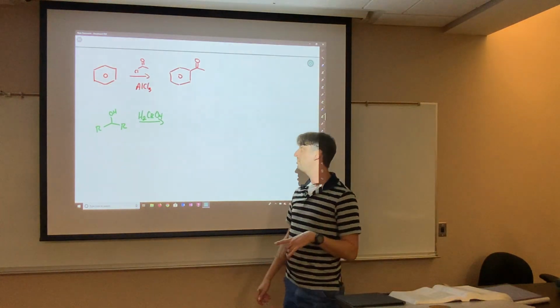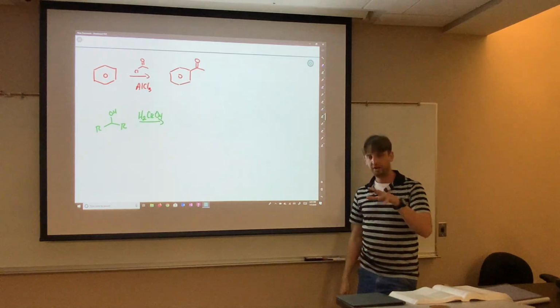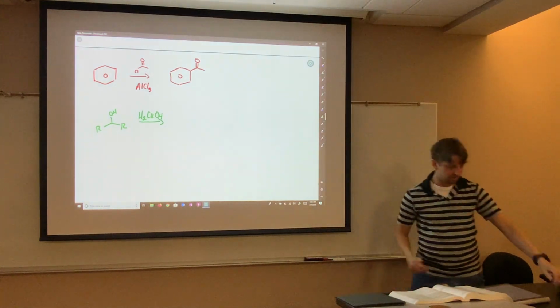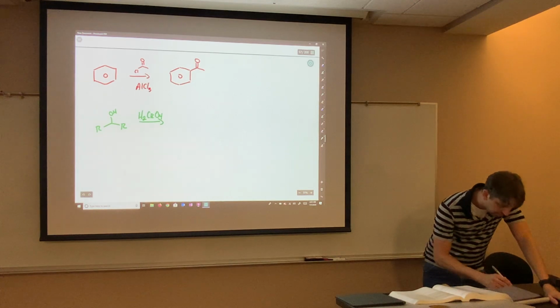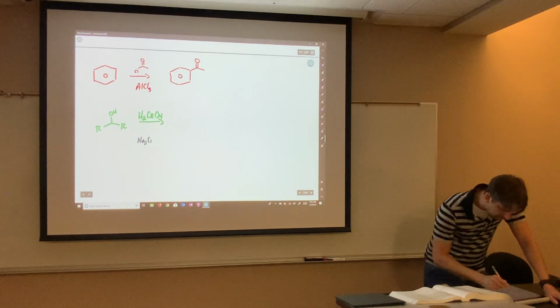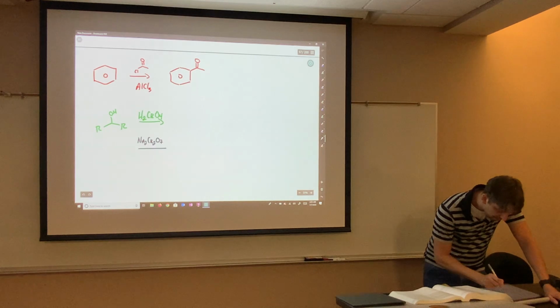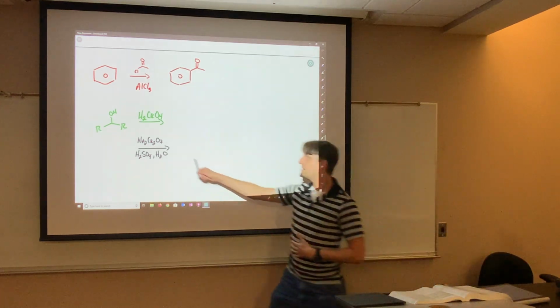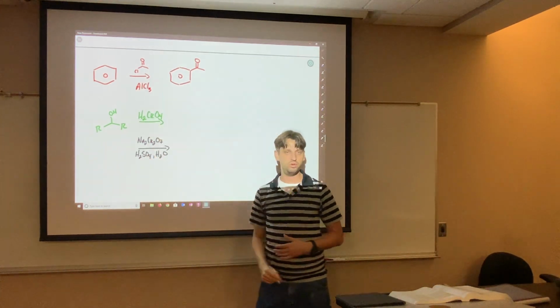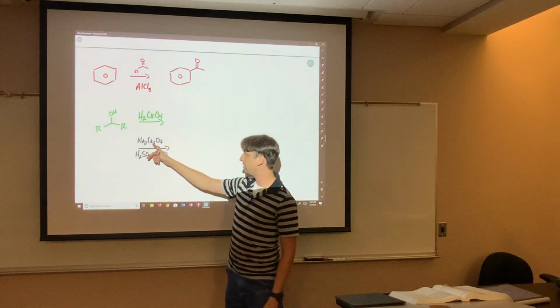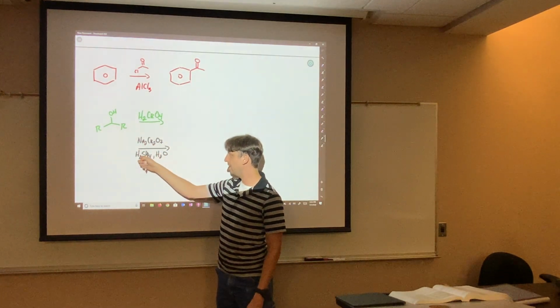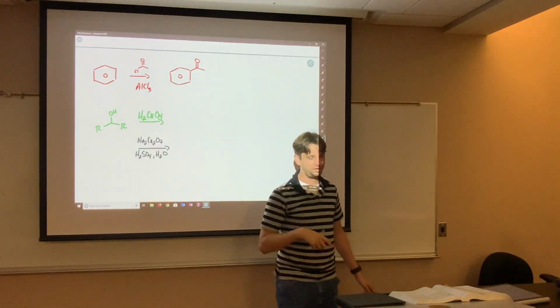H2CrO4. Now, here's where the book is a little bit different. When they talk about chromic acid, they typically put some kind of chromium salt, so Na2Cr2O7, and then they put this in with sulfuric acid and water. These are, in essence, equal. When you dissolve sodium dichromate into sulfuric acid and water, we end up making chromic acid in solution there.